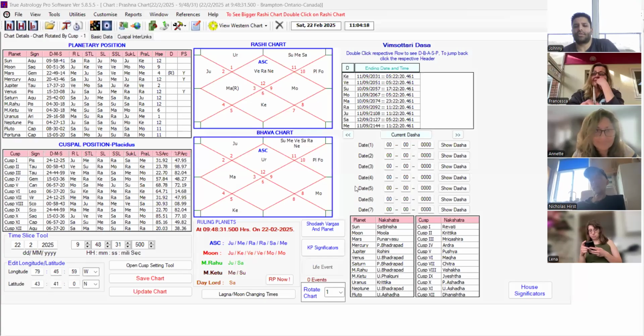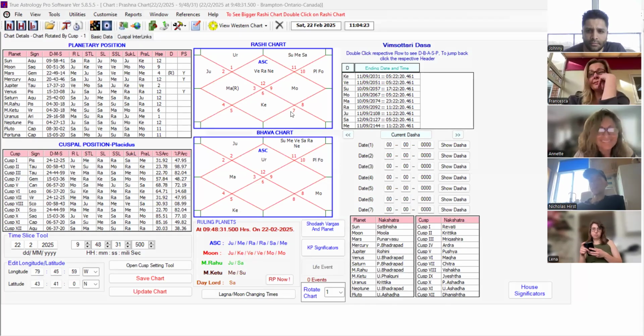Okay, so are you guys able to see this chart right here? You're able to see my screen, right?